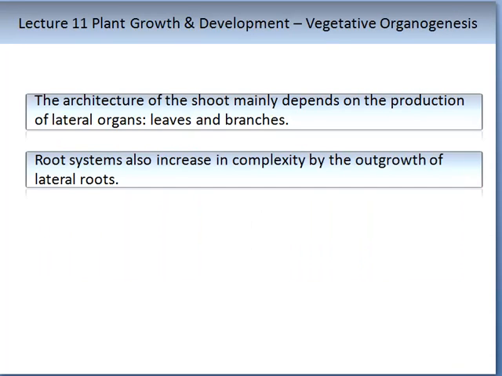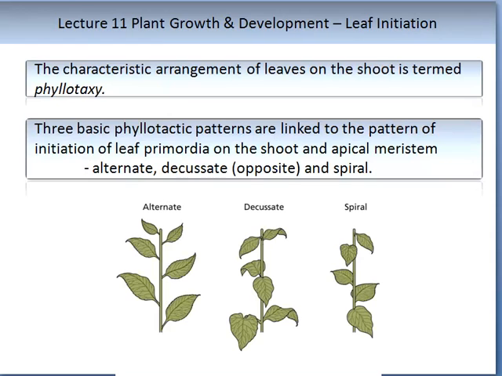The architecture of the shoot mainly depends on the production of lateral organs, leaves and branches. Shoot systems also increase in complexity by the outgrowth of lateral roots. During leaf initiation, the characteristic arrangement of leaves on the shoot is termed phyllotaxy. There are 3 basic phyllotaxy patterns, and these are represented on the slide. These patterns are formed after the initiation of leaf primordia on the shoot apical meristem.